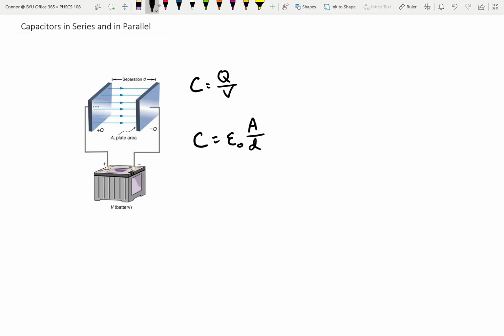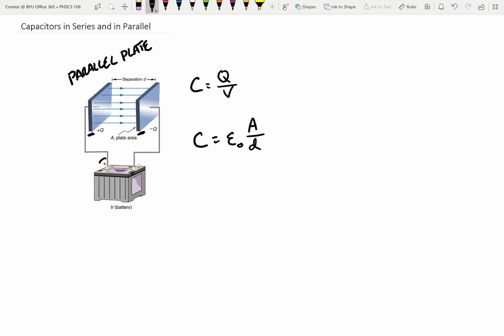You can see here an example of a parallel plate capacitor. This is just one type of capacitor, but it's a good example. A capacitor is made up of two conducting parts that are close to each other but not touching. They're often separated by an insulator.